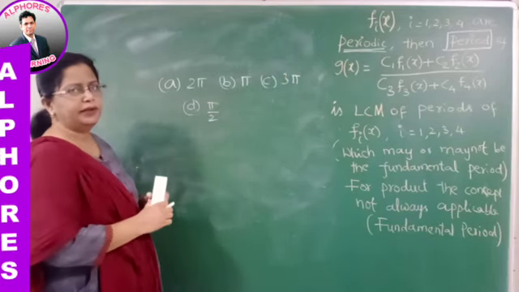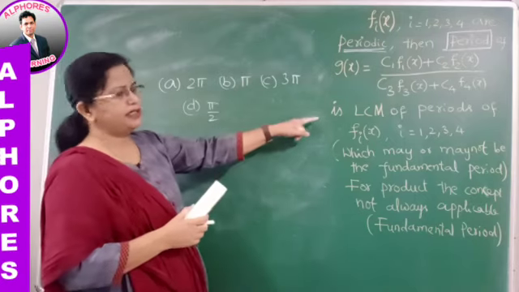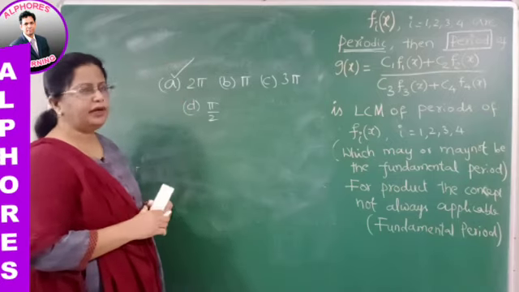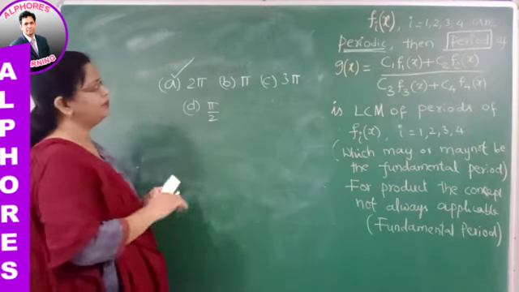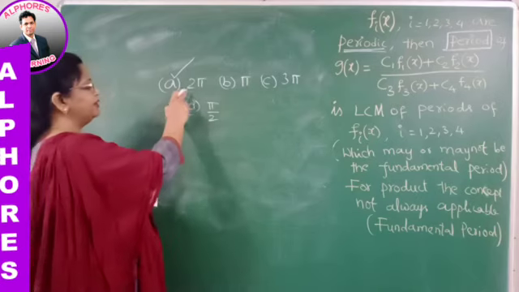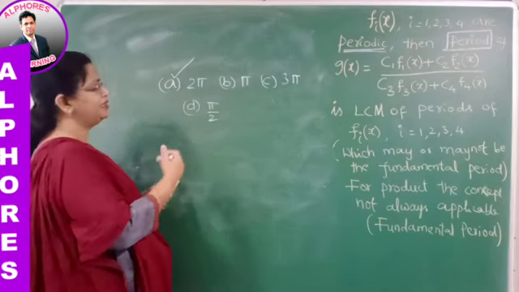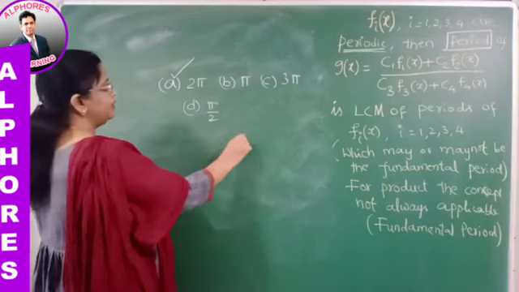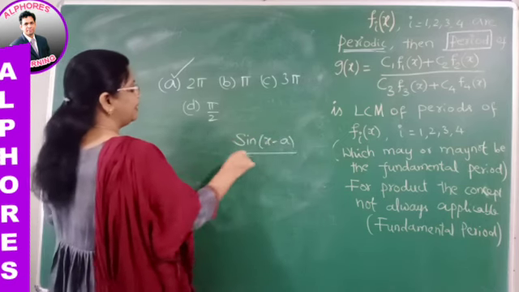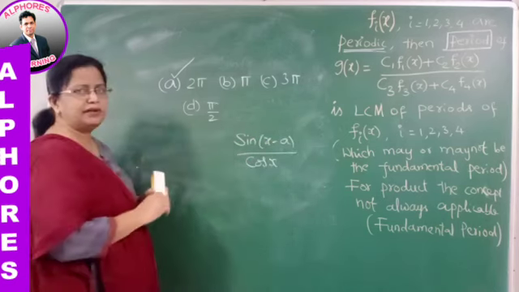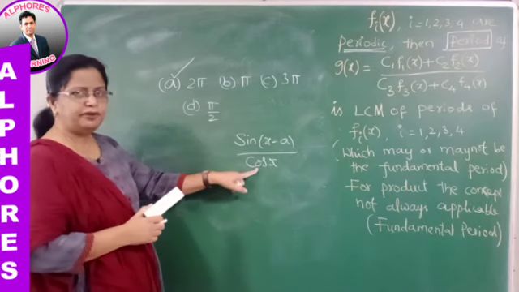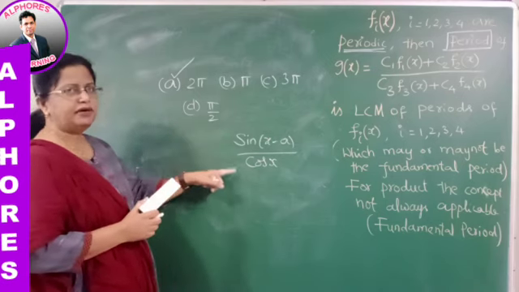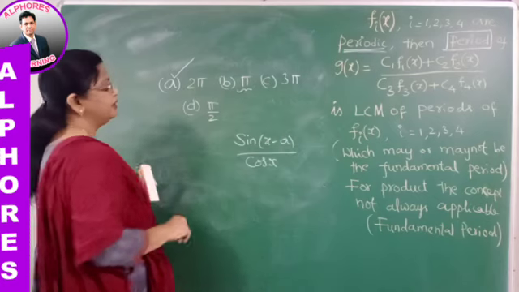Got it, students? According to your formula, by taking the LCM of the individual periods, you got the answer 2 pi, no doubt. But if the options mention some lesser values than what you already got, just have a glance whether it is possible or not. Understand, sin of x minus a divided by cos x. Anyhow, this is not possible for a lesser value like pi by 2, because if I put cos of 90 plus x, it will become minus sin. Therefore, you have to observe whether it is possible or not.